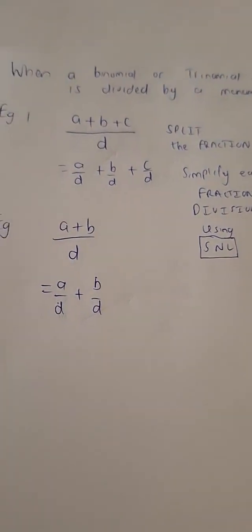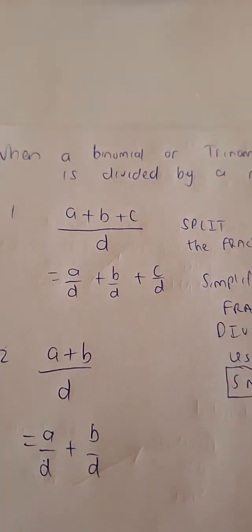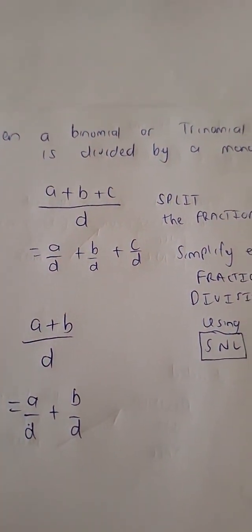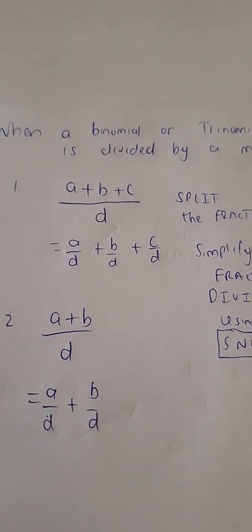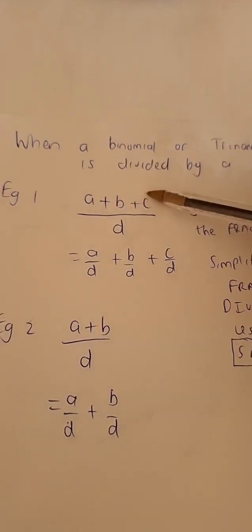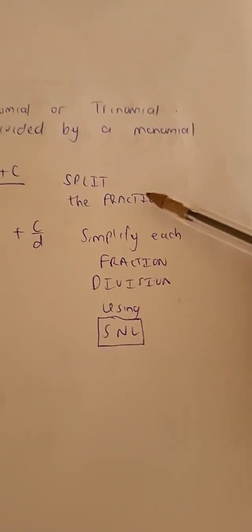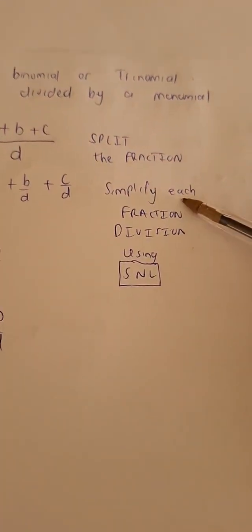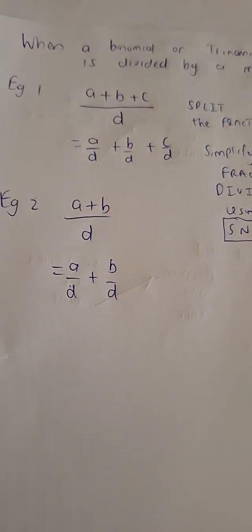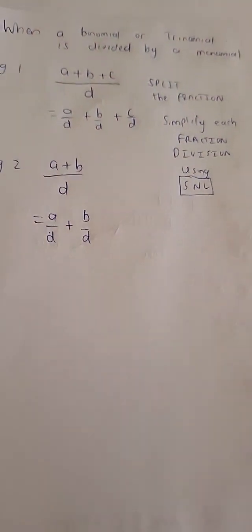Now, you increase the number of terms. In essence, this means if you ever have a polynomial, remember the word poly means many, and many is anything more than one. If you have more than one thing, you have many things. So even if it's 4, 5, or 6 terms in the numerator and 1 term in the denominator, you must split the fraction first, and then simplify each fraction using SNL: sign, number, letter.